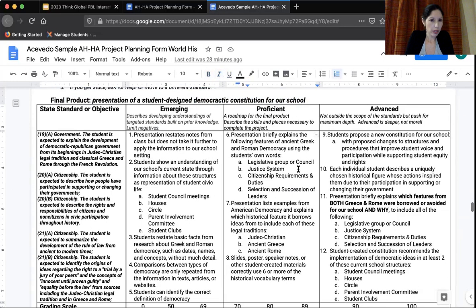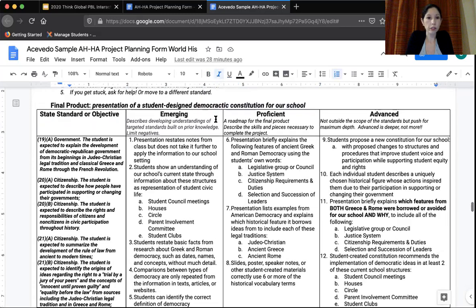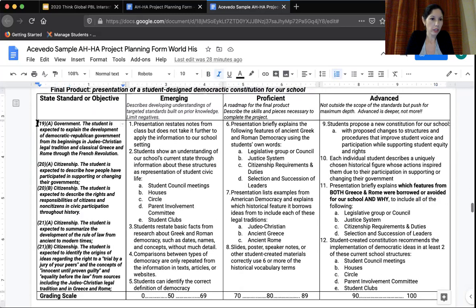Okay. And so for this, we're going to follow the steps here. Number one, in the column on the left, list out the standards that you're covering. So I did that first. And so my standards are here. I have 19A, 20A, 20B, 21A, and 21B.